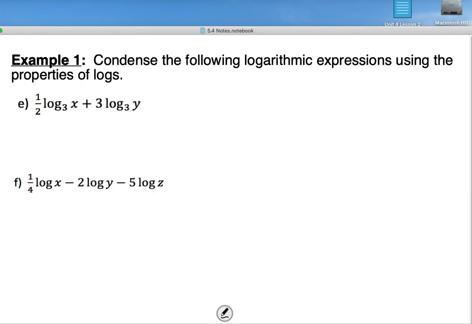All right, so we're going to continue condensing them. Again, when I do these, I try to put the powers back in, and then where I see addition, I'm going to put it together using multiplication. So putting my powers back in here, I get log base 3 of x to the 1/2 plus log base 3 of y to the 3rd.